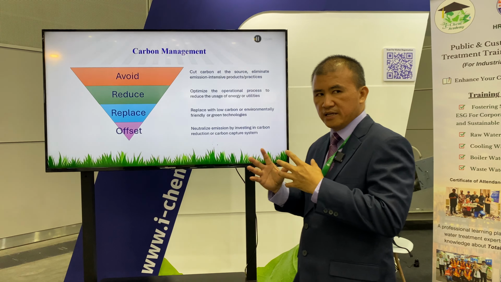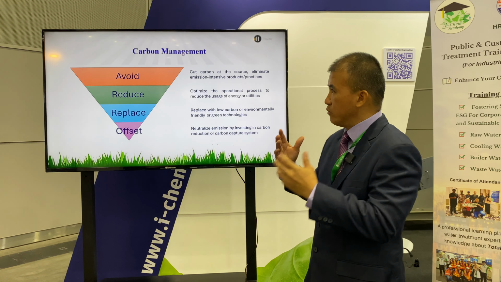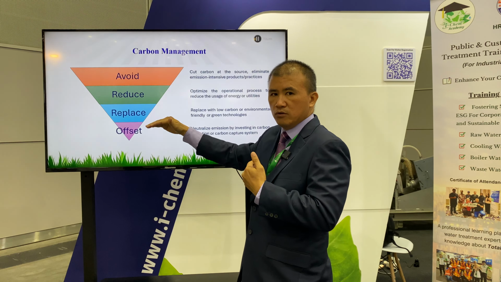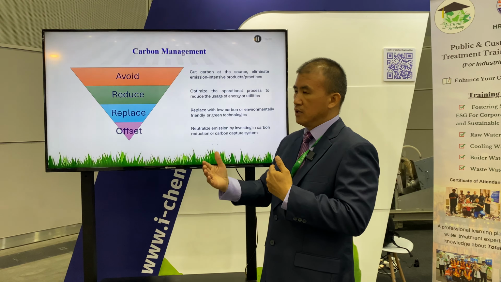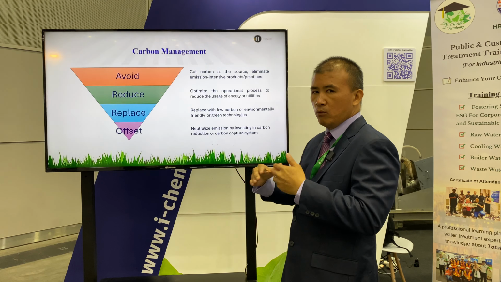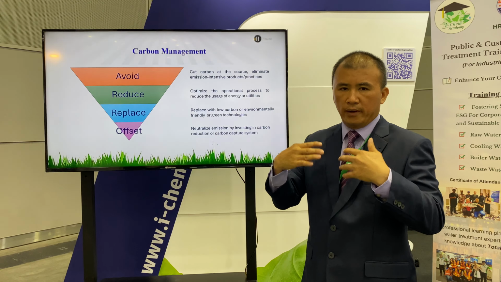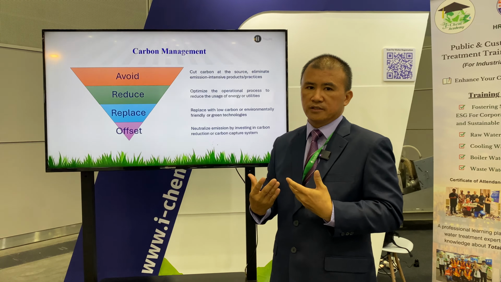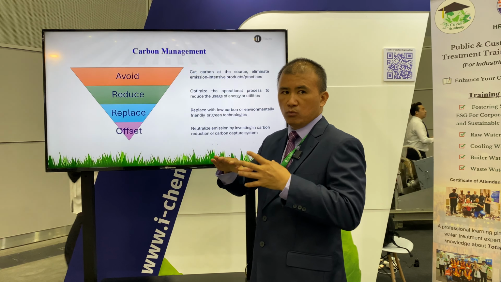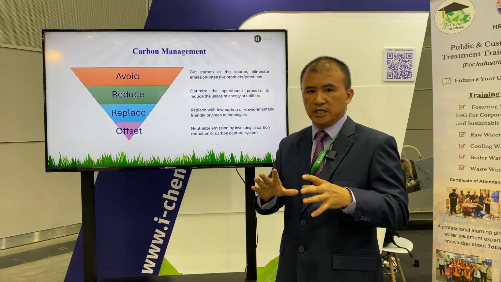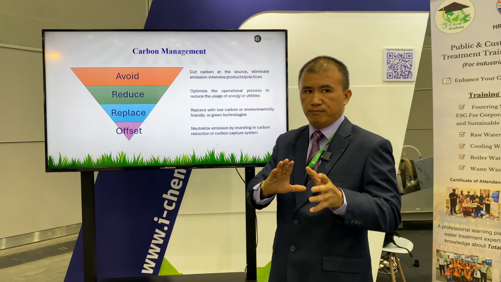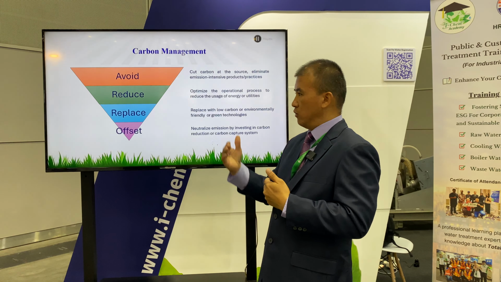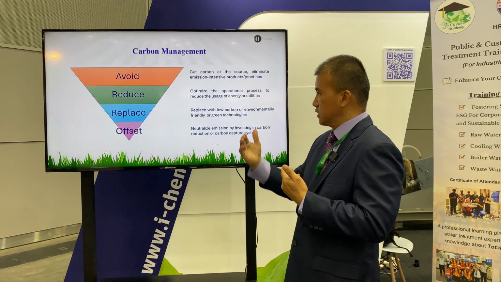So once we understand the GHG protocol and also carbon footprint, then we need to come to how to manage our carbon emission. So basically, there are 4 levels. The first level, we try to avoid it or cut the carbon source, eliminate whatever activity or whatever material will cause a high emission of carbon dioxide. So this is the first thing. So we need to understand our material, our activity, and from there we can do the first step of the carbon management.